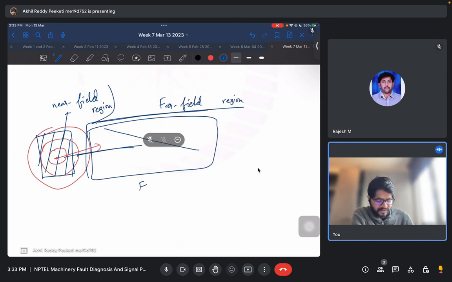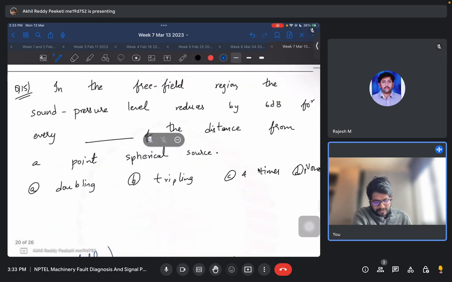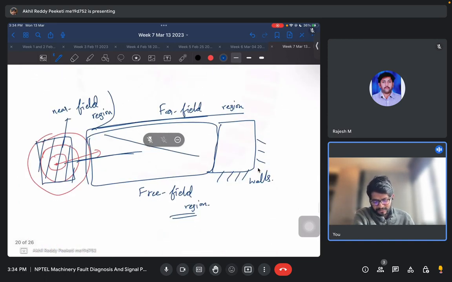In the far field region also there are two layers. These are walls. So in this far field region, the first part, which is the free field region, here sound pressure reduces gradually as you move away from the source. It reduces by 6 decibels for every doubling of the distance from the spherical source.